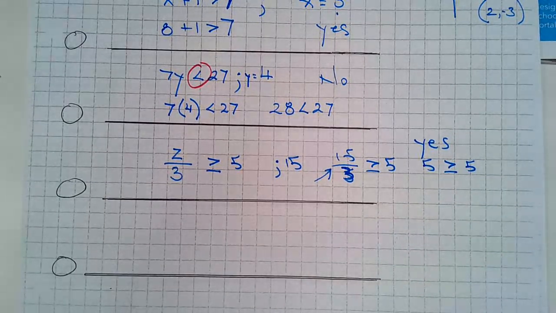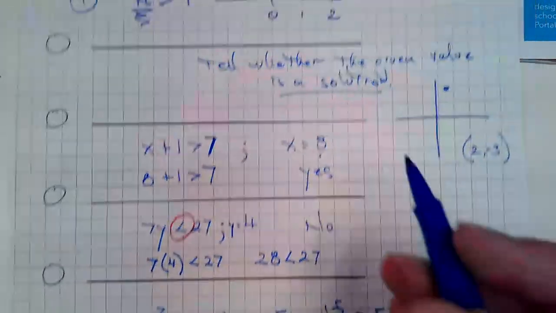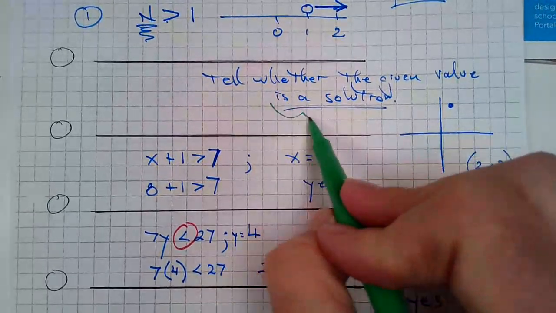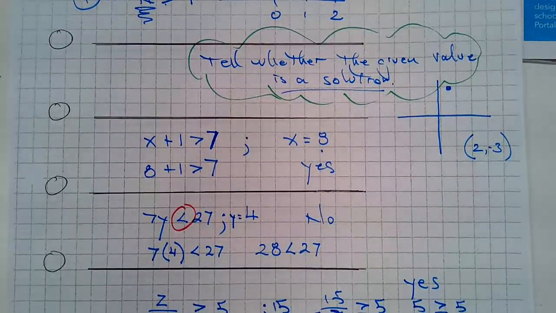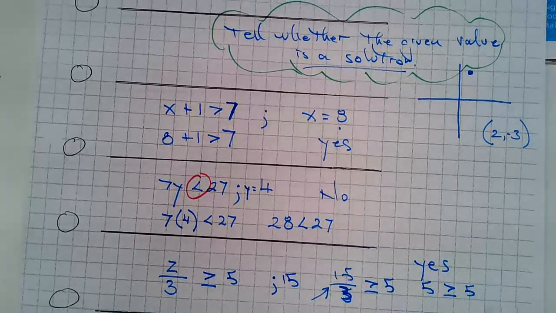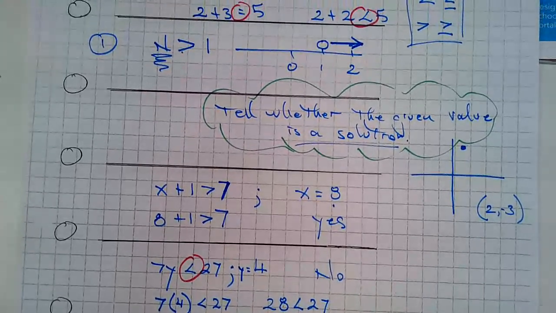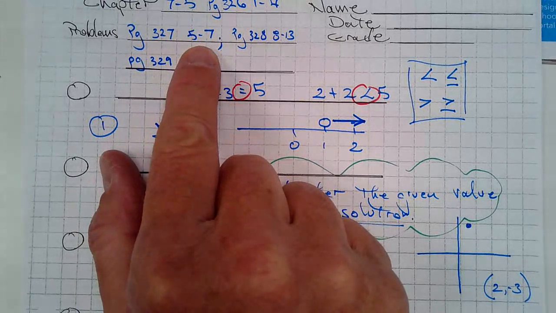Now, they have these examples in your book, but I wanted to talk about each one because I know a lot of you don't even really look at the examples. These examples are on page 327. So when they say, tell whether the given value is a solution, look at the value they gave you and plug it in. See if it is a solution or not. All right, so on page 327, I wanted you guys to do 5 through 7. You can see 5, 6, and 7 at the bottom of that page.